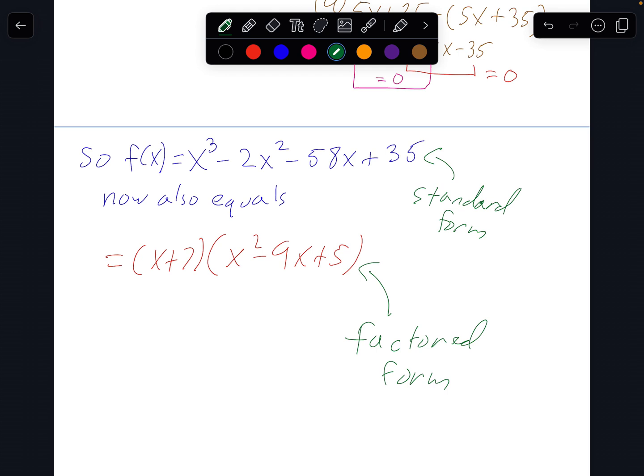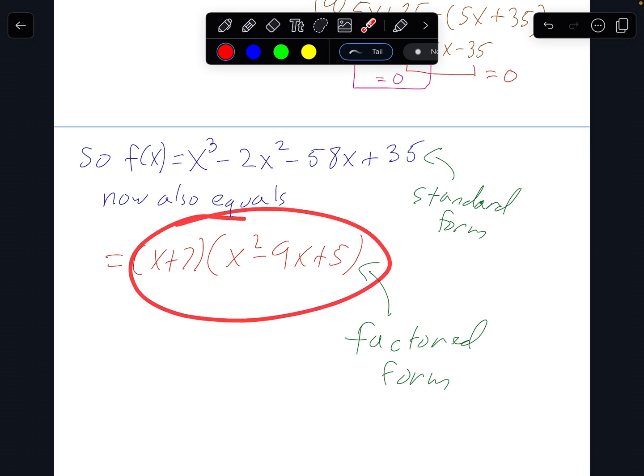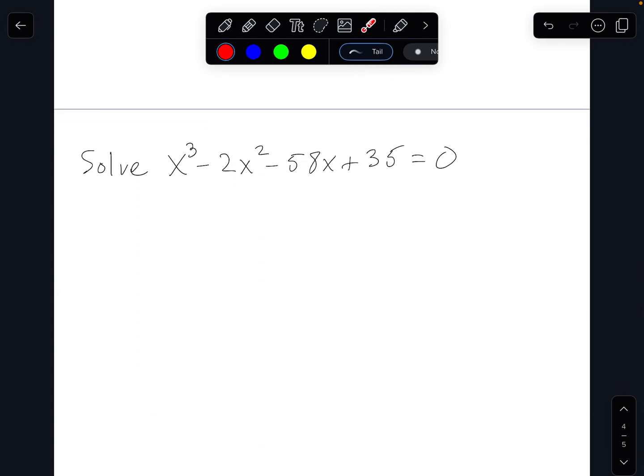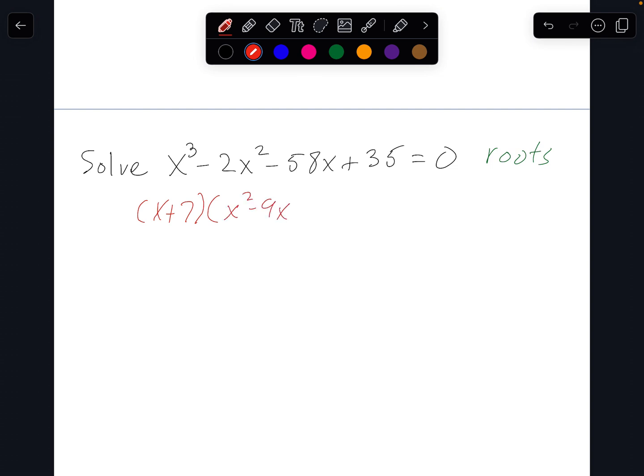Now, how does this help? Because again, being able to write an equation in factored form after it is set equal to 0, such as this equation, our f of x polynomial set equal to 0, and this is our process of what we do in order to find the roots, means that we have x plus 7 times x squared minus 9x plus 5 equals 0.